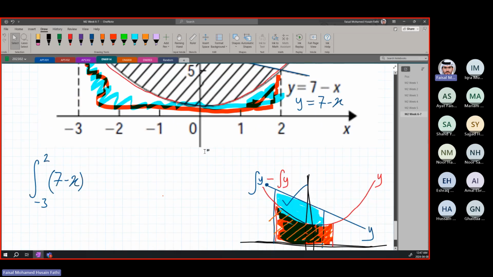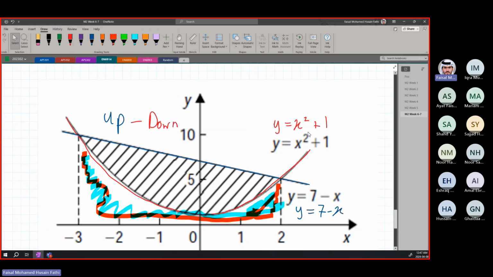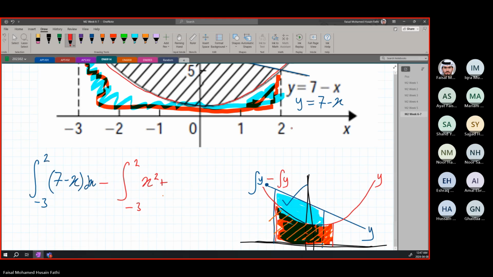Just make sure, I'm going to explain also one more thing, but let me finish this one. So it's going to be minus the integration, this is obviously dx, minus the integration from -3 to 2 of, what was the equation? x squared plus 1. And then you integrate, you solve normally, and you move on. However, this works in some cases.